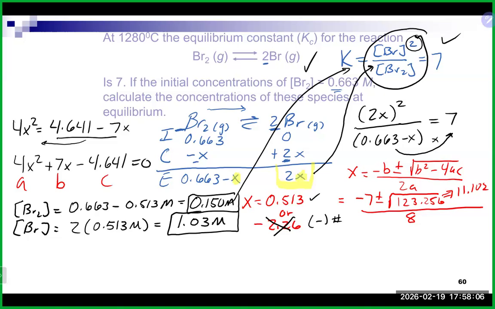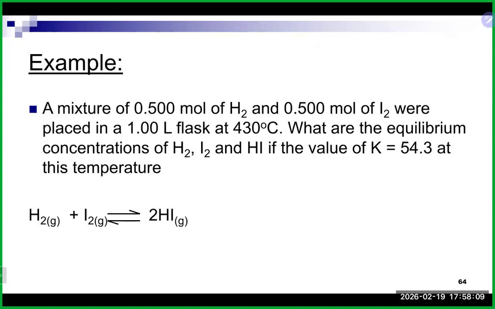Okay. Then now that I did one, seems like it's your turn. Why don't you do one here? We got a mixture of 0.5 moles of H2 and 0.5 moles of I2. They're in a 1 liter flask. We're looking for the equilibrium concentrations of each of these guys, H2, I2, HI. The K value is 54.3. And there is our equation: H2 plus I2 goes to 2HI. So take some moments, work through it, see what you come up with.